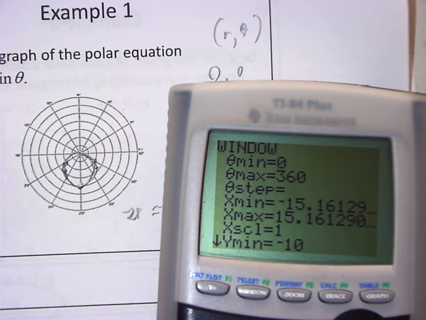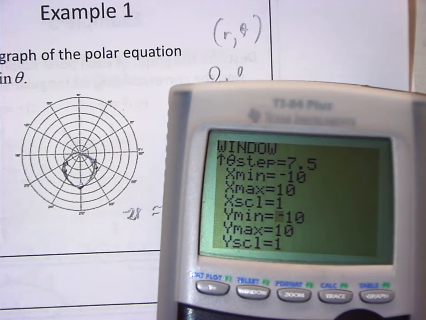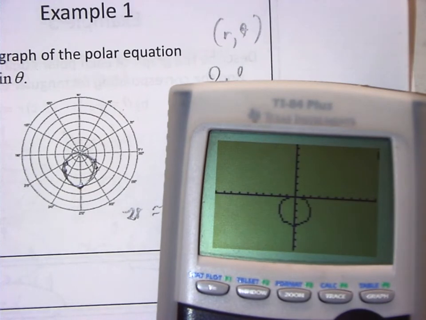Oops, and then I just deleted that, 7.5. So if I go -10 to 10, then I want to change the y to like -7.5 to 7.5, something along those lines, to keep that ratio close. But the biggest thing is that theta value.